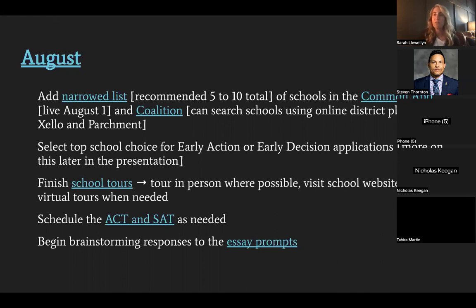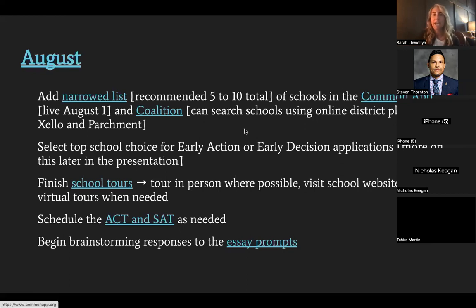My first recommendation for our seniors is that at this point in time, they have narrowed down their list of colleges to at least 5 to 10 colleges. They don't want to have too many colleges because that can get overwhelming throughout the process. And then the decision process of choosing which school to attend could also be a bit overwhelming. So we usually recommend about 5 to 10.